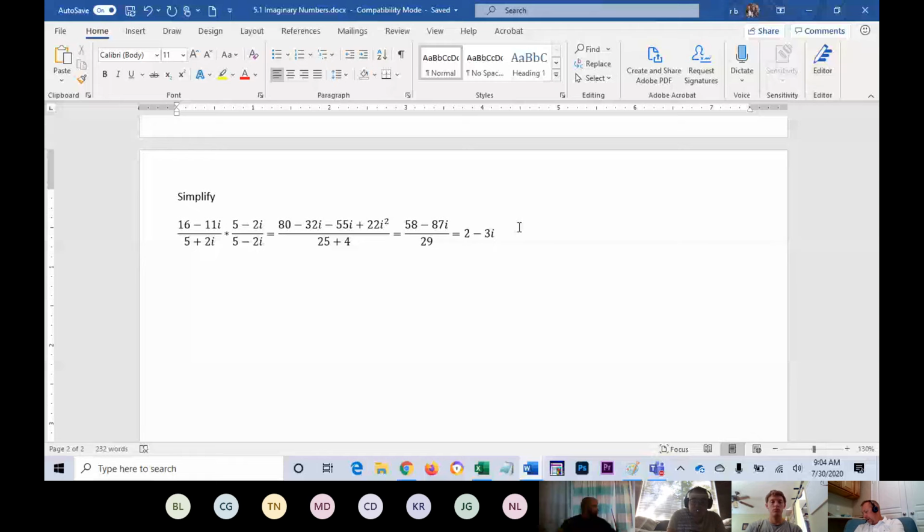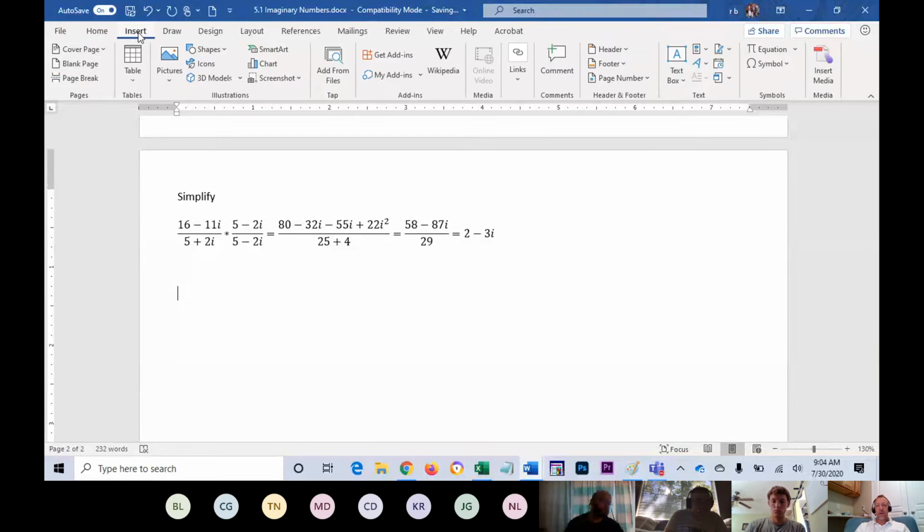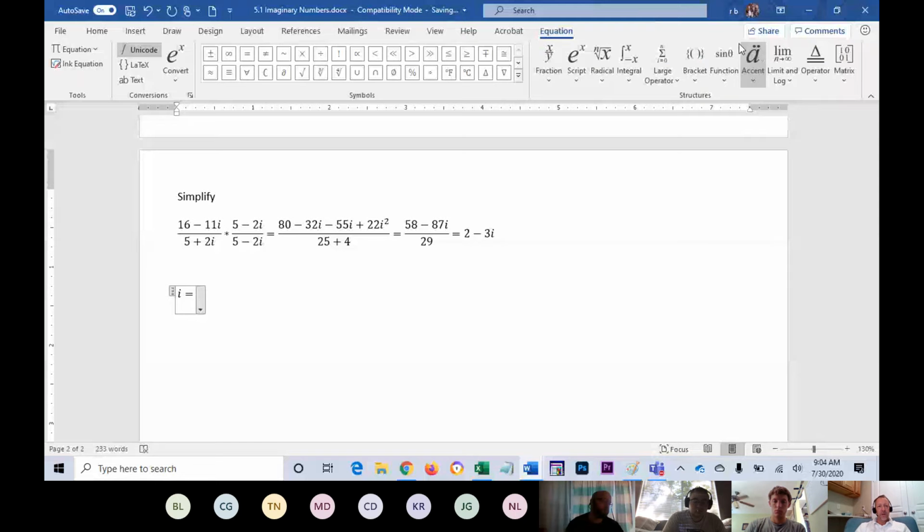All right. So now, the last thing that I want to talk about today is, let's figure out. So we know that i equals the square root of negative 1.